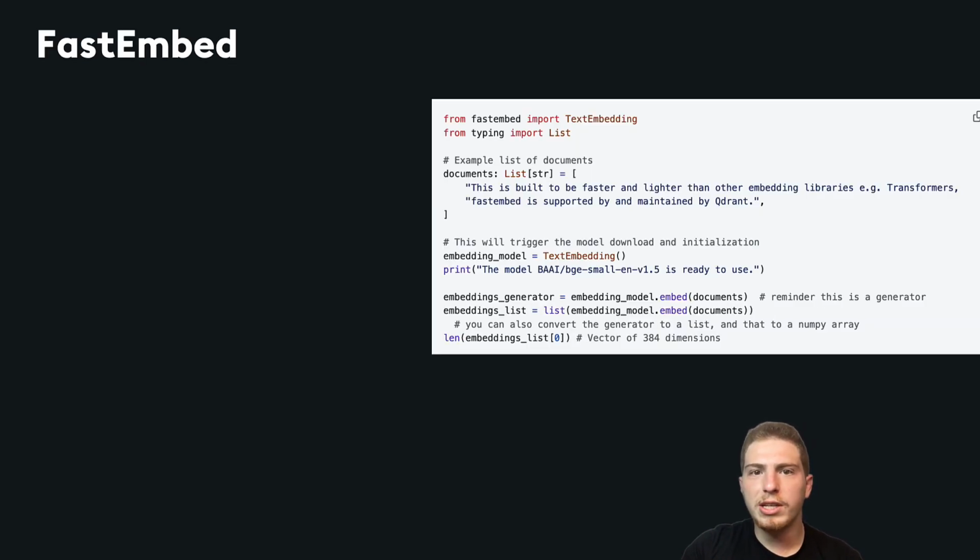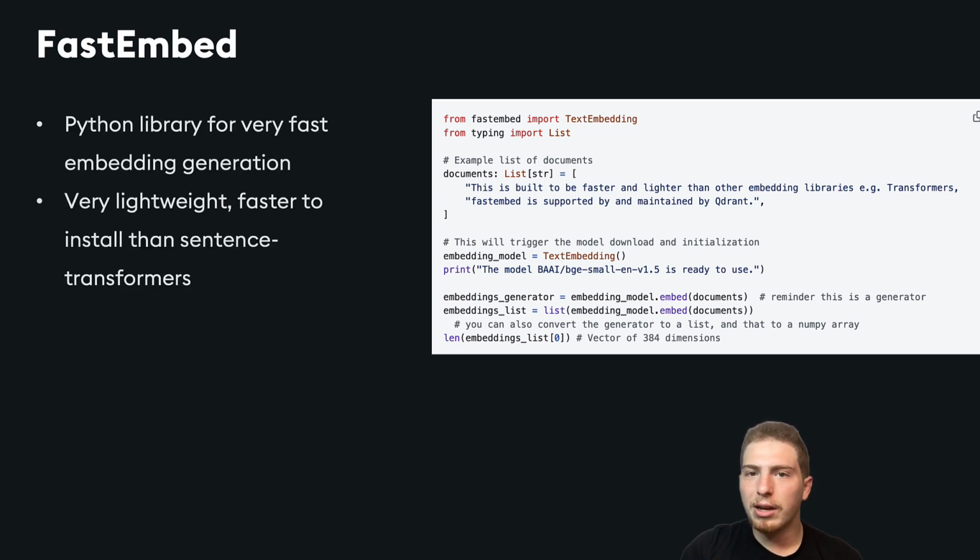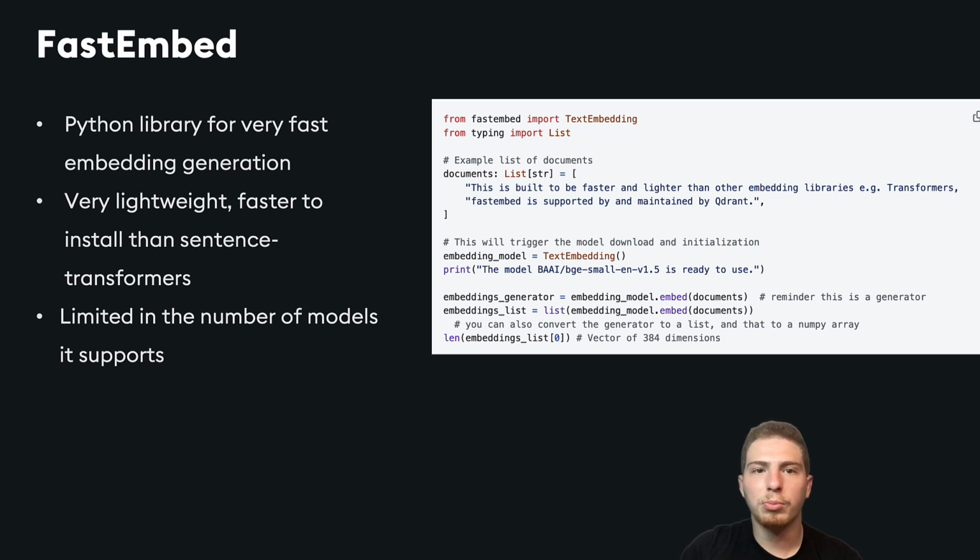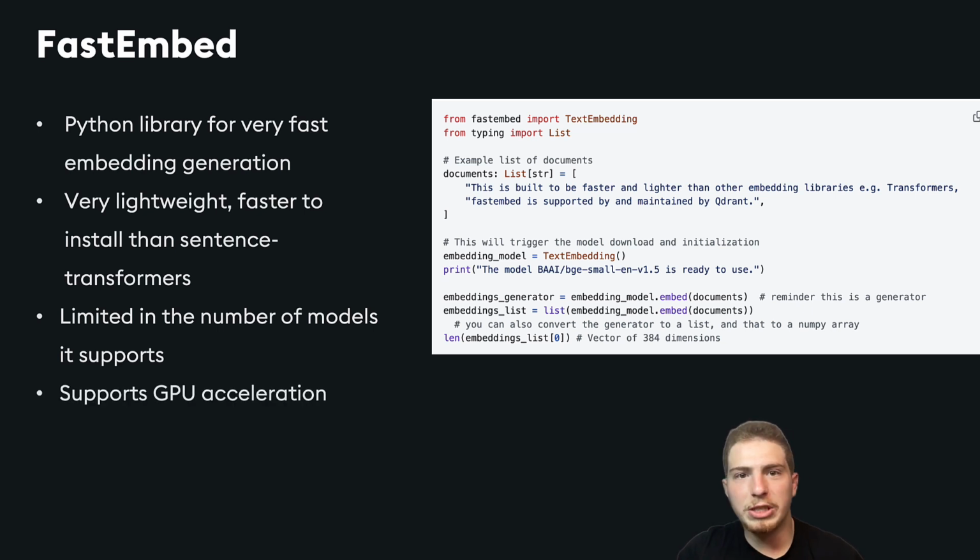Another option is FastEmbed. FastEmbed is a really fast library for generating embeddings. And it's a Python library, it's very lightweight, and it's faster to install and do inference with than sentence transformers, but it has a limitation in that it's limited in the number of models it supports. But it does have GPU acceleration. So if you have a GPU and you want to generate embeddings for millions of documents, this library is going to save you a lot of time.